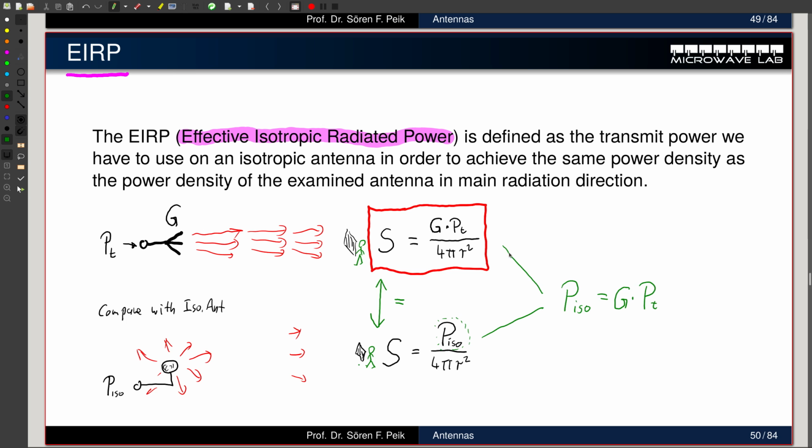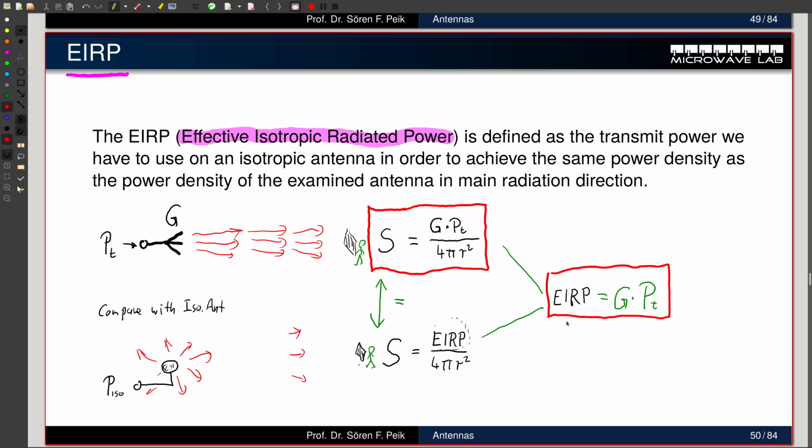So when I have a power which is the same as G times PT, in both cases I receive the same amount of power. And for my receiver it doesn't matter if the transmitter transmits with a high gain antenna and a small power or with a low gain antenna with a high power. Only important is the product between G and PT, because then you know everything you need to know. And that's why this P iso is called the EIRP, the equivalent isotropic radiated power. And this is identical to this, so that's why we can make this an important formula.